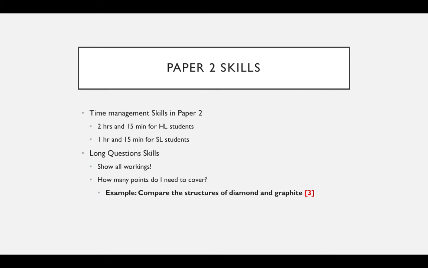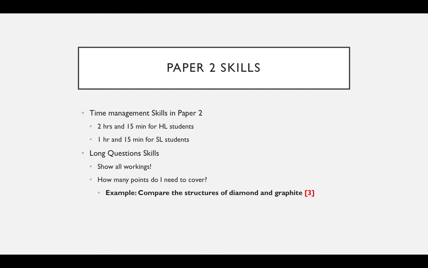General examination skills for answering long questions. So firstly, make sure you show all your workings. Sometimes you make mistakes throughout the process, and if you get the answer wrong, that doesn't mean you get a 0 for the whole question. So by showing your process, you can still get a few marks, even though it won't be the full marks.